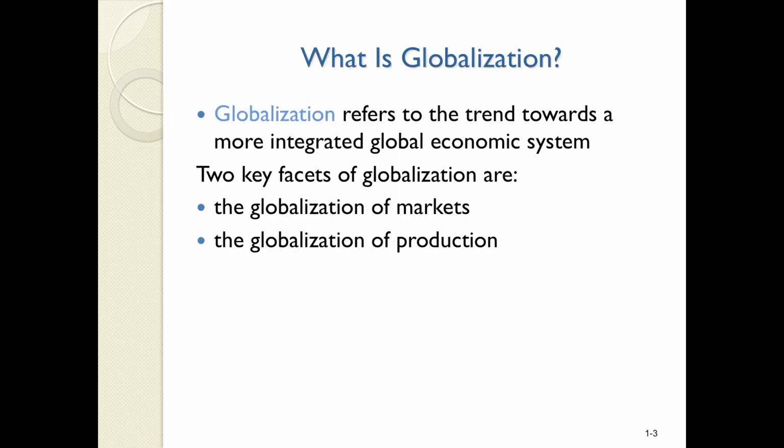Let's look at the first question. What is globalization? Globalization refers to the trend towards a more interdependent or integrated global economic system. And there are two types of globalization. One is what we call globalization of markets. The other one is globalization of production.